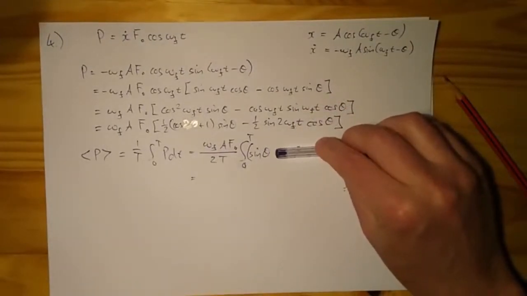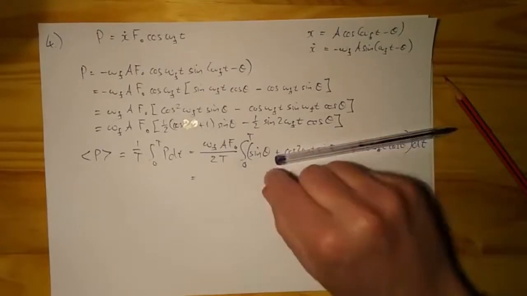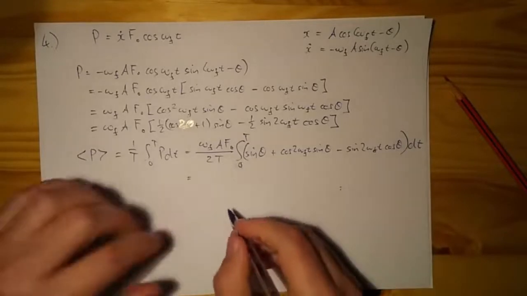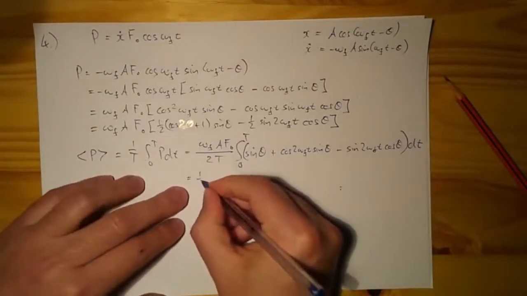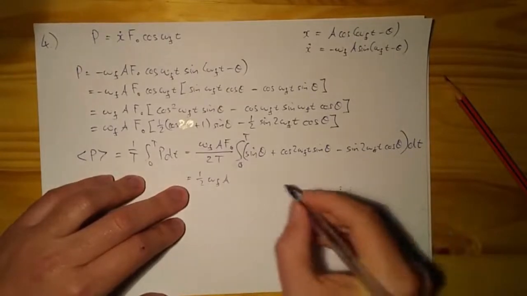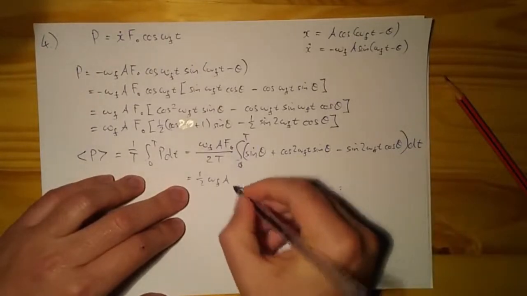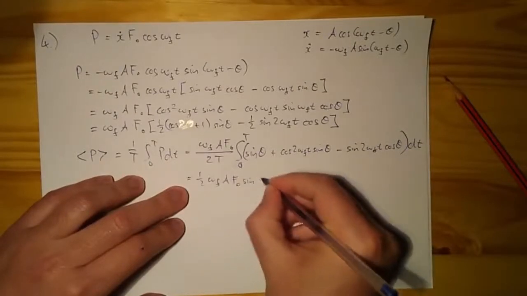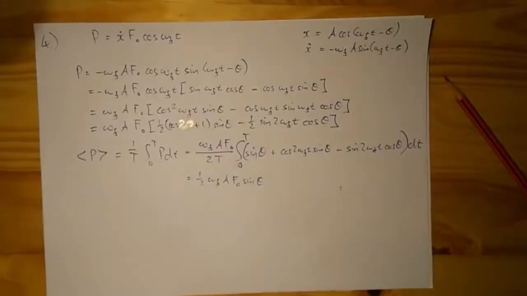That is just T sine theta, because remember sine of theta is a constant now, because we're differentiating with respect to t. So all that we're left with here is a half omega f F0 sine theta. That's it.